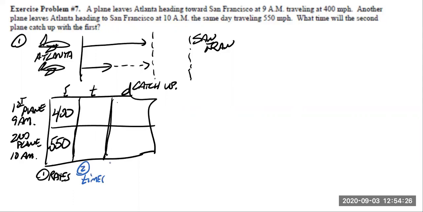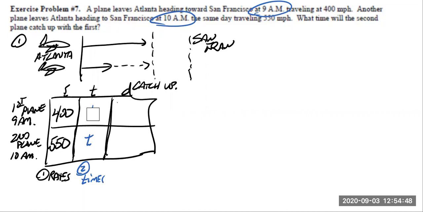And you notice that the times can't be T and T like they were last time, because these planes, the first plane left at 9 a.m. and the second plane left at 10 a.m. So that means the first plane is actually in the air an hour before the second plane even starts.